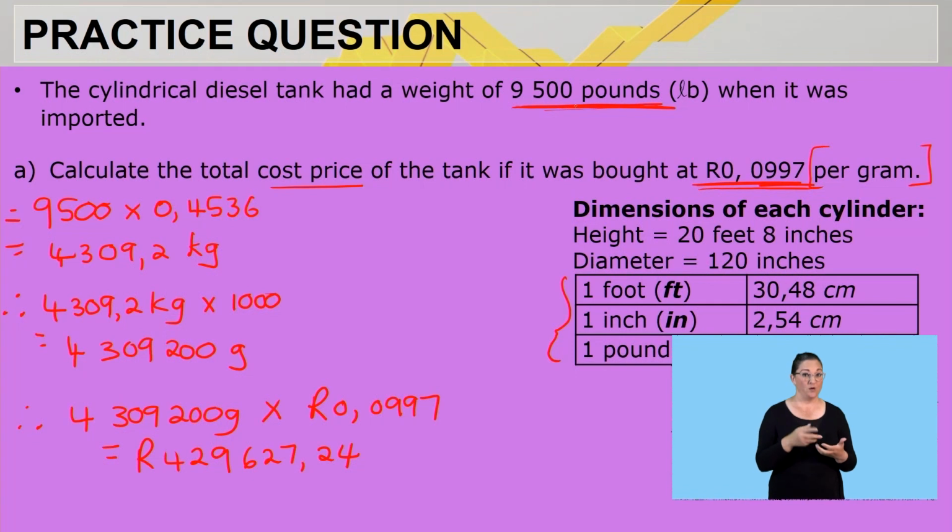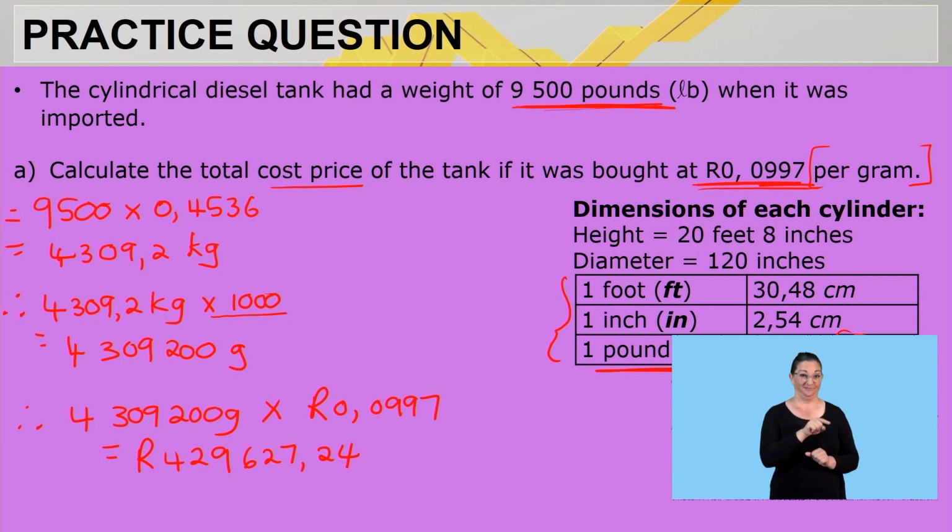Let me quickly recap. I took the weight in pounds, the 9,500. I looked at the conversion table here, and I first converted the pounds to kilograms by multiplying it by 0,4536. I ended with 4,309,2 kilograms. Thereafter, I converted my kilograms into grams by multiplying that by the conversion factor of 1,000. Now my answer is in grams, the weight of this diesel tank: 4,309,200 grams.